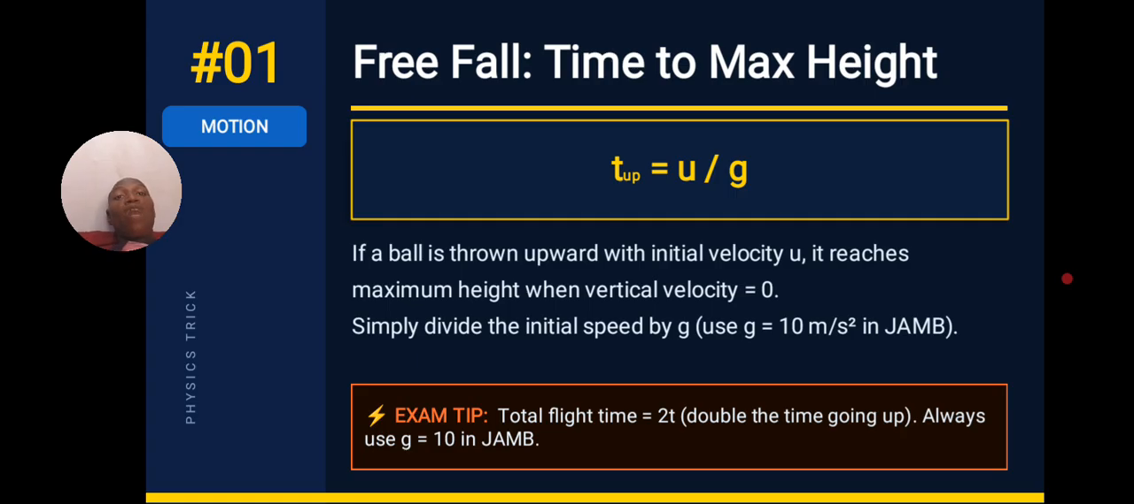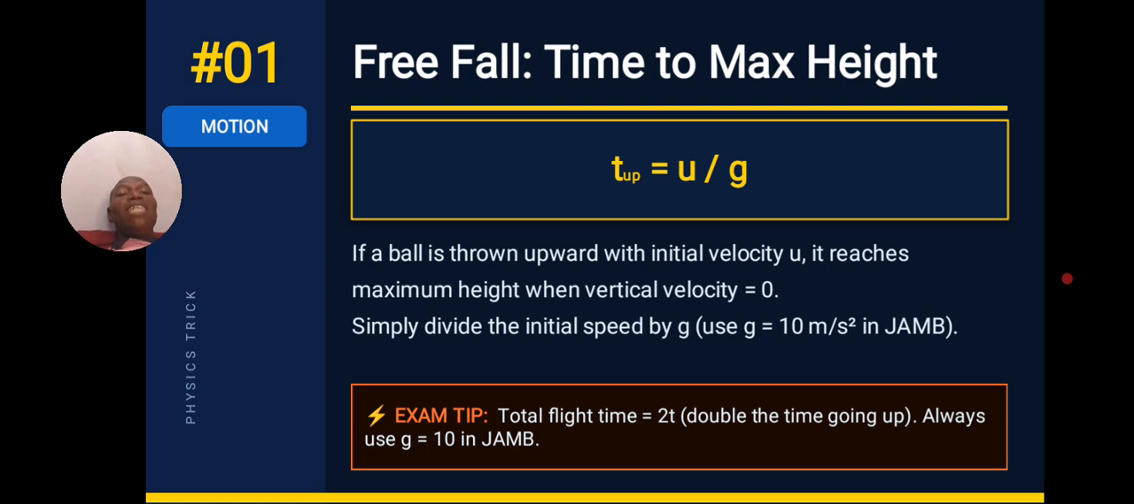Now, before JAMB will ask you to calculate the time it will take the object to go up, in the question, they are going to give you the velocity of that object, the initial velocity, which is represented by U in this formula. T represents time, while G, they may or may not give you G. You should know that it's a constant, that is force of gravity. So if it is not given, use 10 meters per second square. This question is very simple to answer, but many people miss it in JAMB.